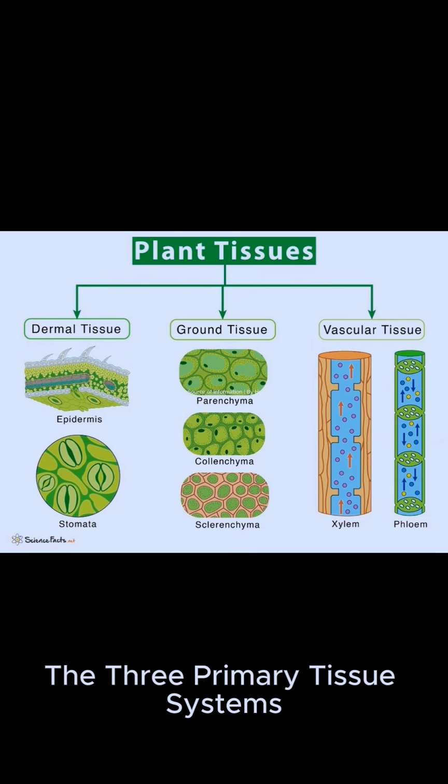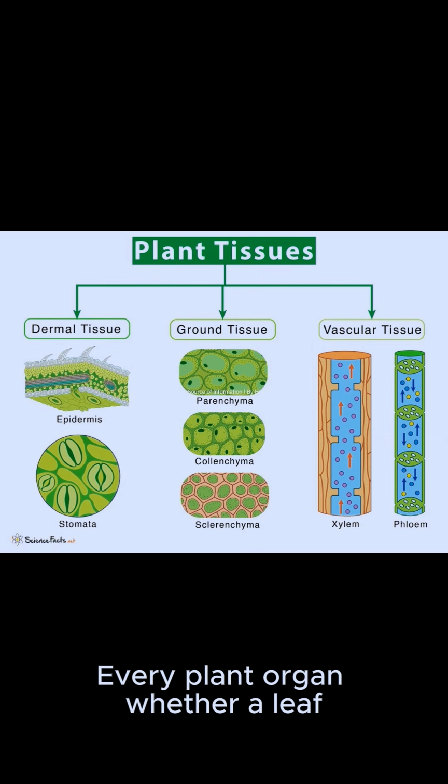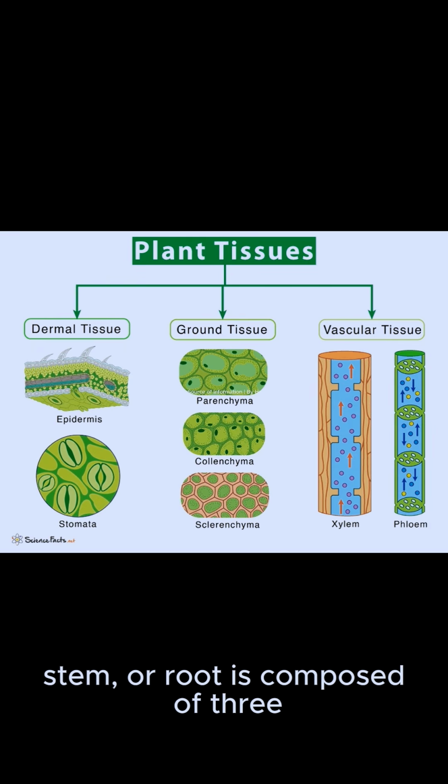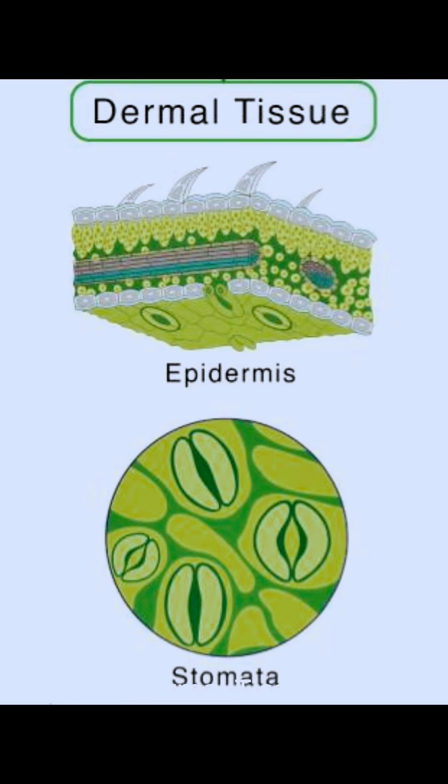The three primary tissue systems. Every plant organ, whether a leaf, stem, or root, is composed of three major tissue systems. Dermal tissue, the outer protective layer, primarily the epidermis, that shields the plant. It prevents water loss via a waxy cuticle and regulates gas exchange through specialized pores called stomata.